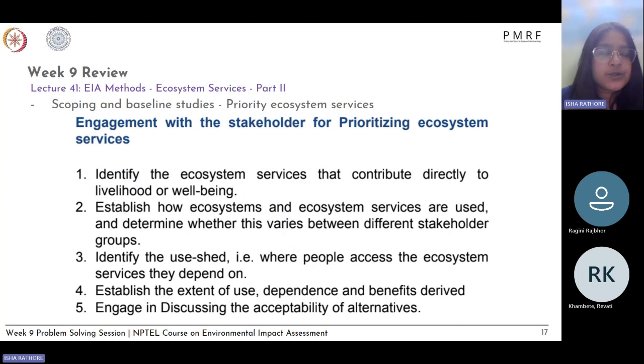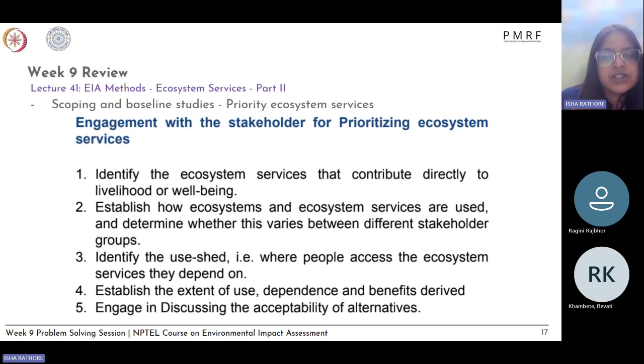Then we also looked at the engagement with the stakeholder for prioritizing ecosystem services. So you identify the ecosystem service which contributes directly to livelihood or well-being. Then you establish how ecosystems and ecosystem services are used and determine whether this varies between different stakeholder groups. One group can use it, let's say, for cultural benefit. One group can have some sort of livelihood or income coming out of it. So different groups can use different ecosystems for different services. So you determine all the stakeholders and how they use it.